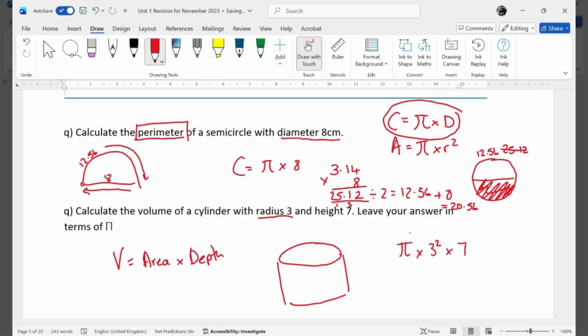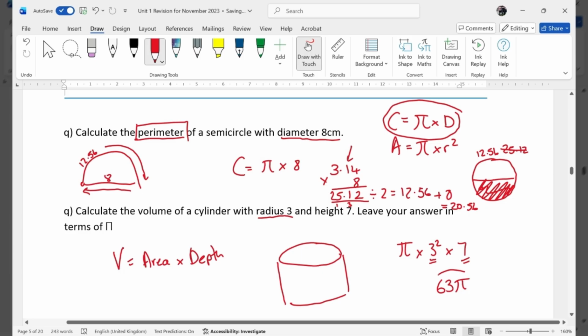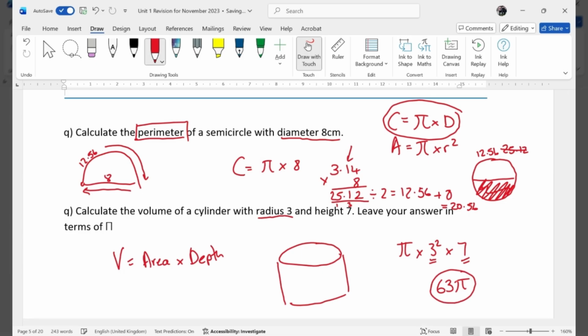But it says, because it's a non-calculator paper, leave your answer in terms of pi. So in this case, I don't need to do a sum like this. It's just, leave it as pi. So that's 9. 9 times 7 is 63, but don't bother timesing it by 3.14. Leave your answer with just pi in it, okay?